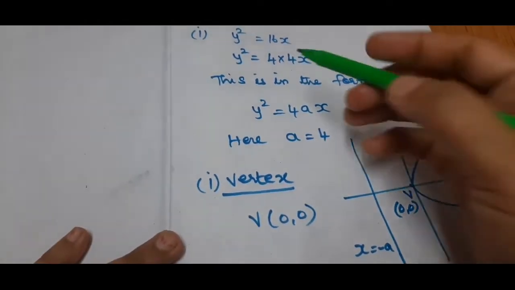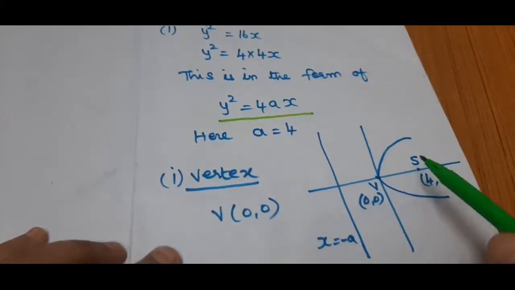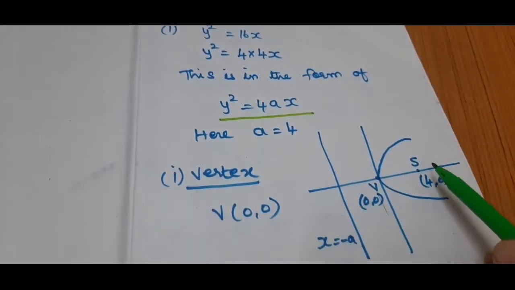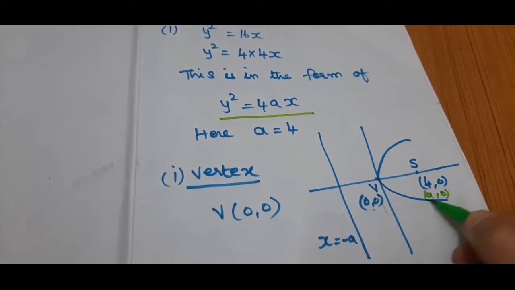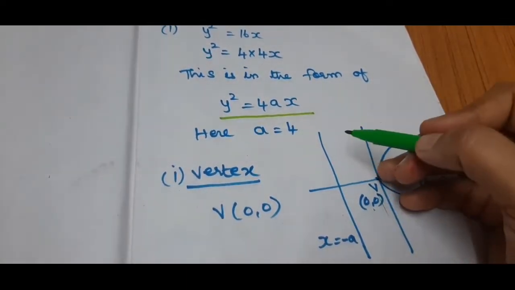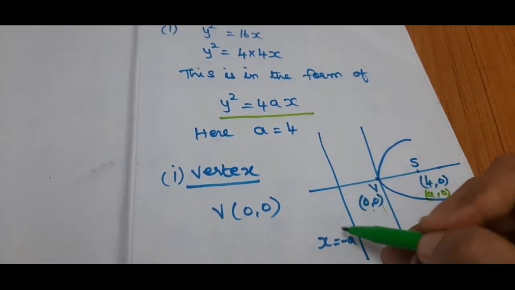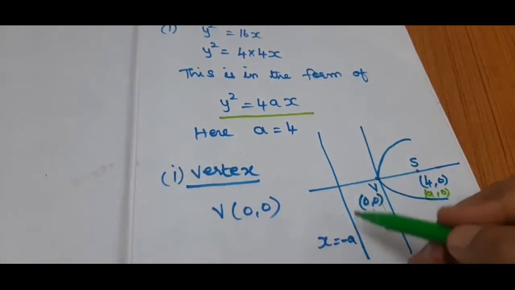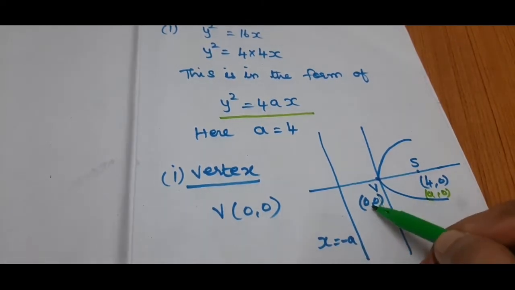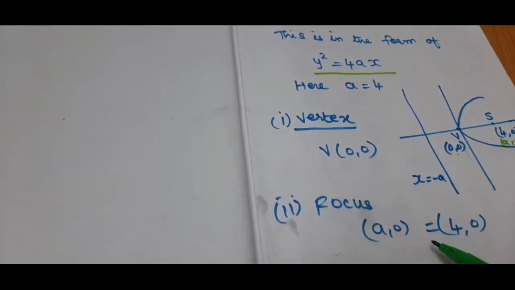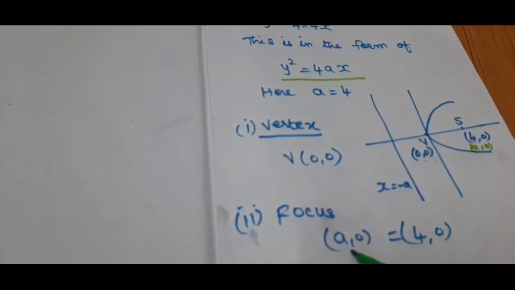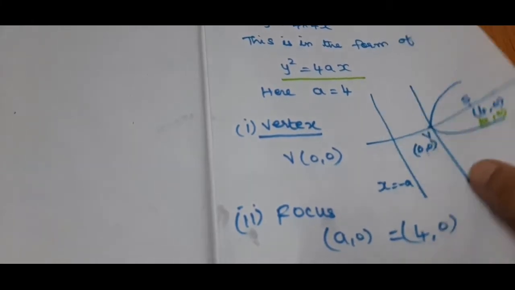So if we have a parabola y square is equal to 4ax, then this will be like this. The vertex will be 0, 0. The focus will be a, 0. Then the directrix will be x is equal to minus a. So the vertex is 0, 0. The focus is a, 0, that is 4, 0. In the place of a I am substituting 4. So 4, 0.